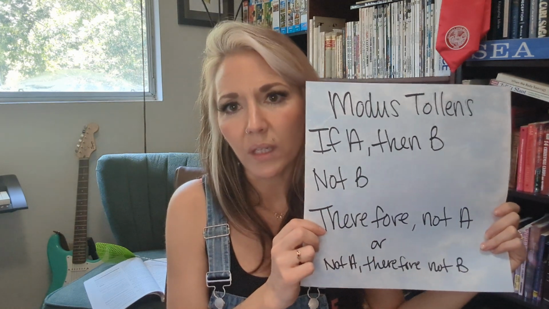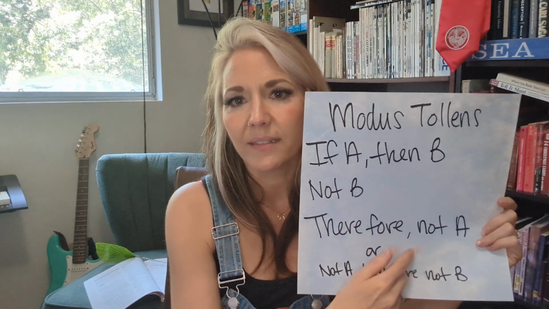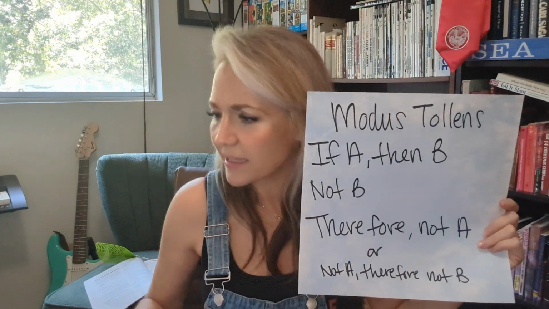Now what do we do? If you're an A, then you're a B. There's not a B. There's no B. Therefore, not A. Okay, I think you can read it other ways too, but let's give you an example.